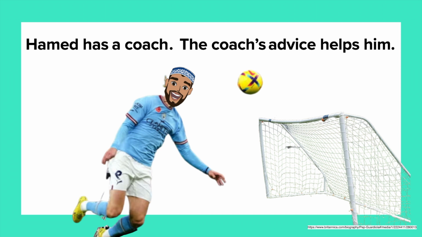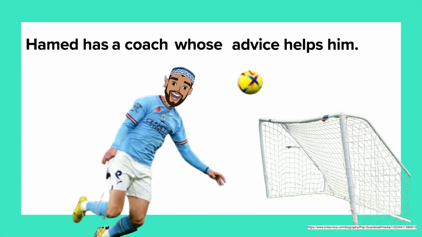Now here we have coach and coach's as our repeated information. So to combine this into one sentence, I need to remove that second coach and replace it with whose to show that the advice belongs to the coach. Hamid has a coach whose advice helps him. It shows me that the advice belongs to the coach.